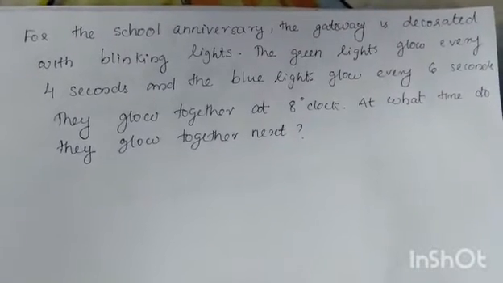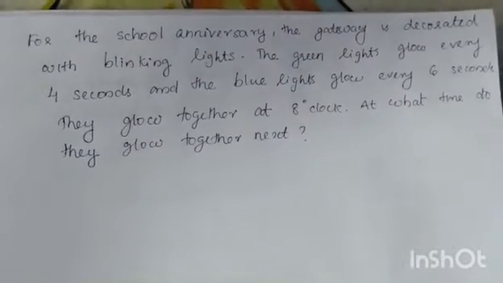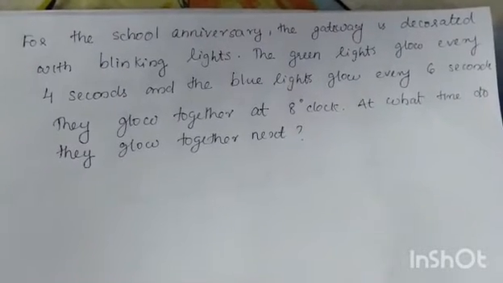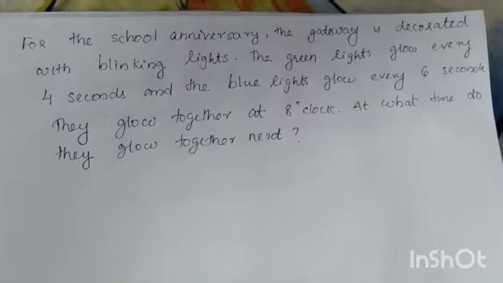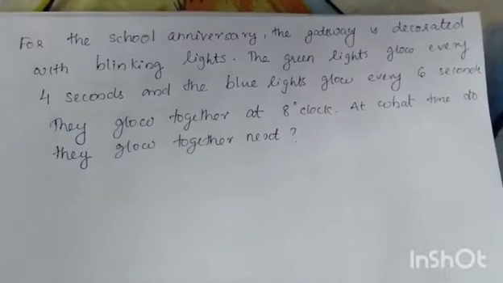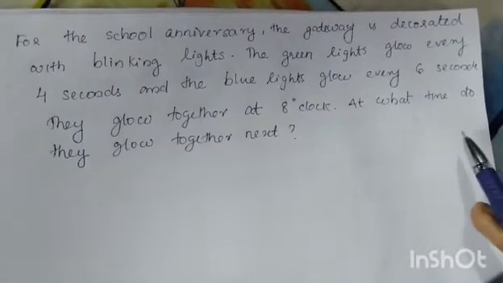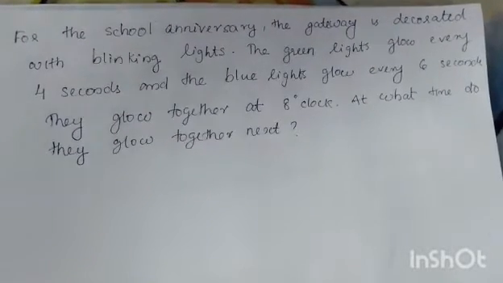This is our question. For the school anniversary, the gateway is decorated with blinking lights. The green lights glow every 4 seconds and the blue lights glow every 6 seconds. They glow together at 8 o'clock. At what time do they glow together next?